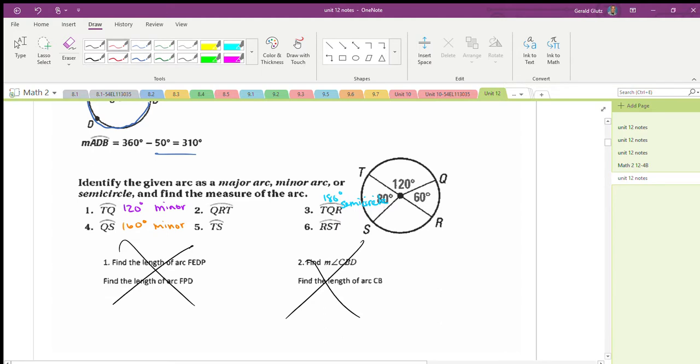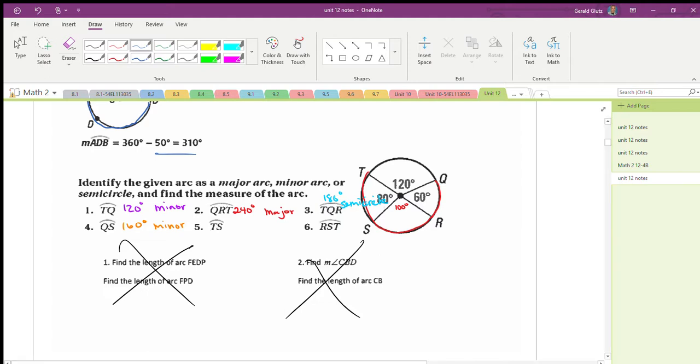So Q to R, and then all the way around to T. So remember, this was 100 degrees. So you got 60, 100, and 80. So if you add all those together, you get 240, which means it's a major arc because it's bigger than 180 or bigger than half the circle.